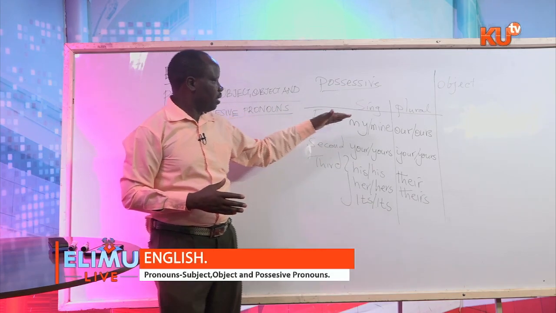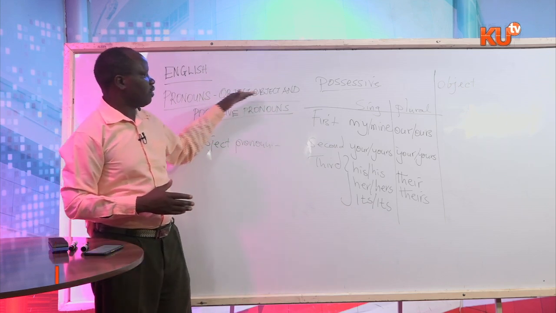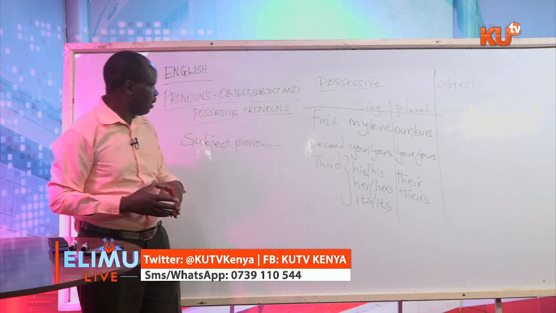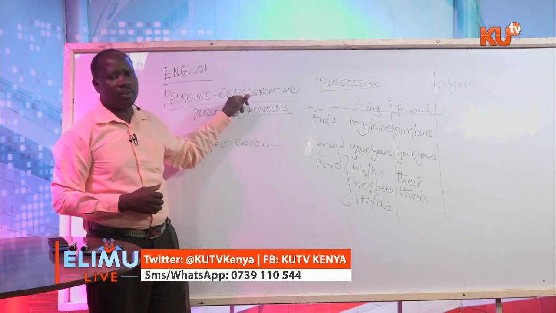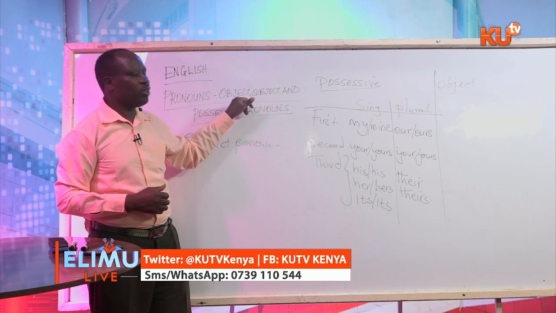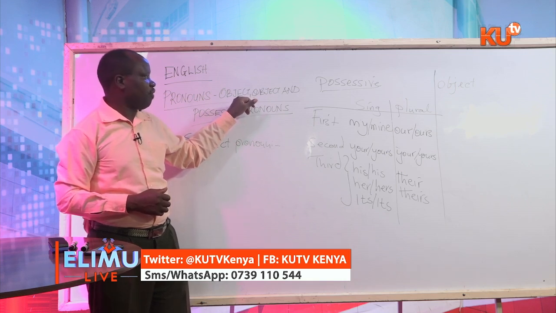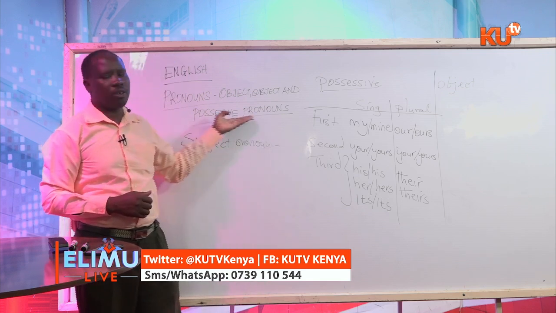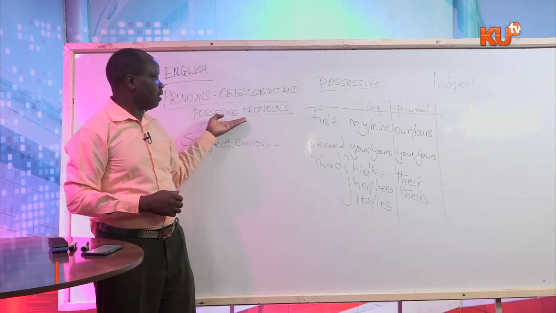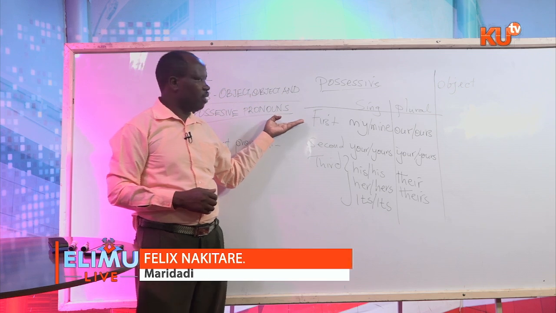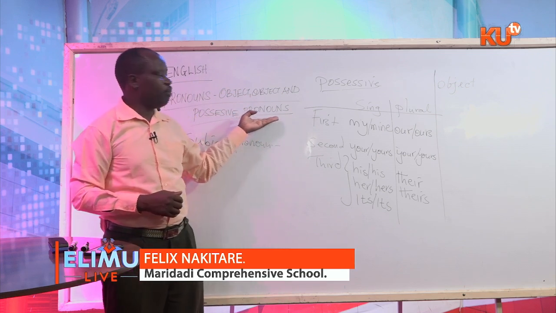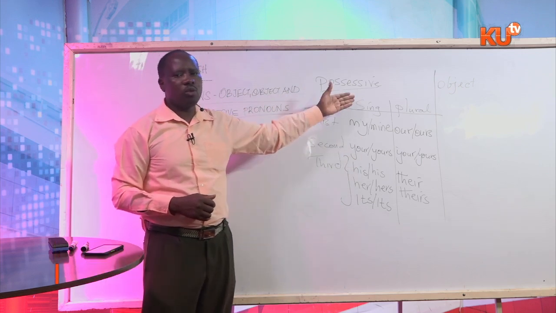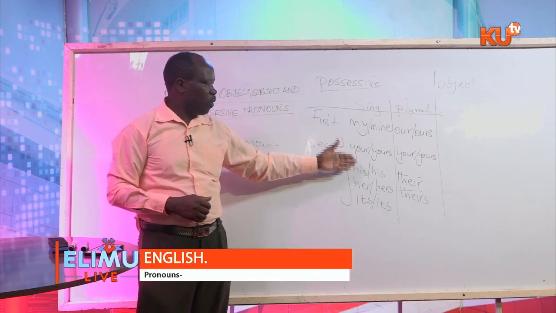So remember I said when we started, we have subject pronoun, a pronoun used in the place of a subject. Then we came to object or objective pronoun, a pronoun used in the place of an object. And finally, possessive pronoun, a pronoun that shows possession, and possession simply means belonging to. Therefore, we show what belongs to what, or who belongs to who.